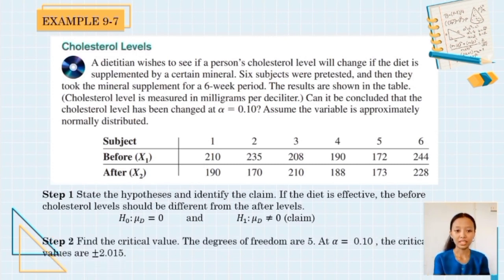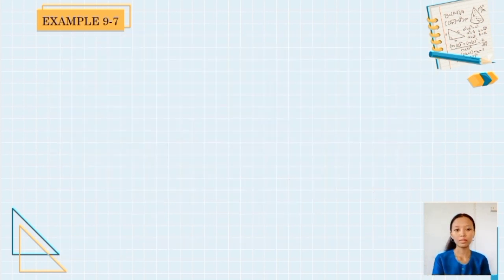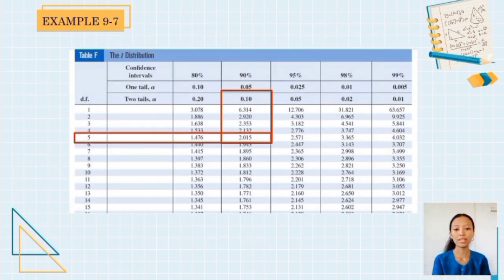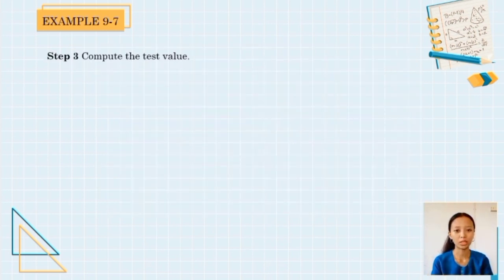Second step is to find the critical value. Since our n is 6 and the formula for degrees of freedom is n minus 1, so 6 minus 1, we have the degrees of freedom of 5. At the significance level of 0.10, our critical values are positive and negative 2.015. And since it is a two-tailed test, we have two critical values, the positive 2.015 and the negative 2.015. Next is to compute the test value.